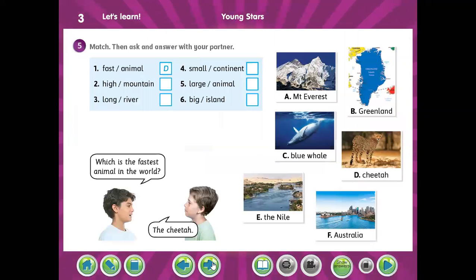Activity 5, the same. Do you know these questions? Okay, we are going to make questions, okay, like this, with which, okay? Which is the fastest animal in the world? The cheetah. The fastest animal in the world, the cheetah.